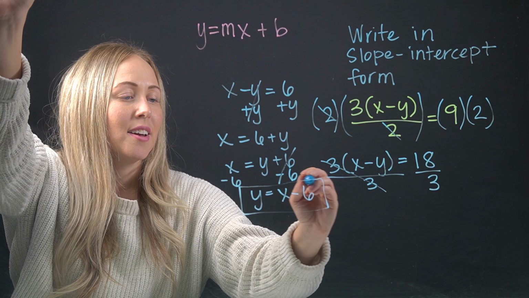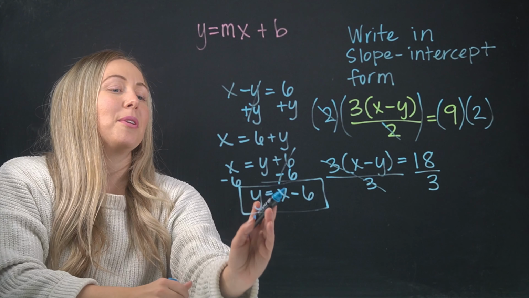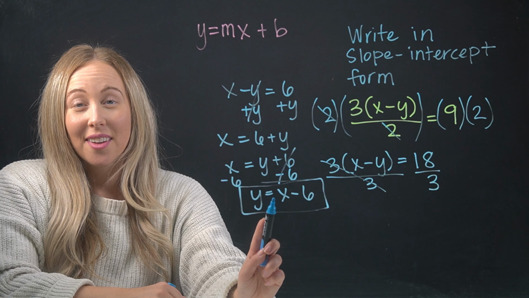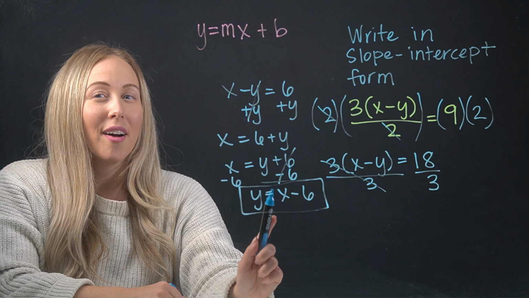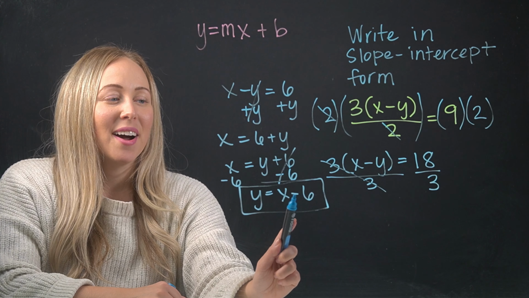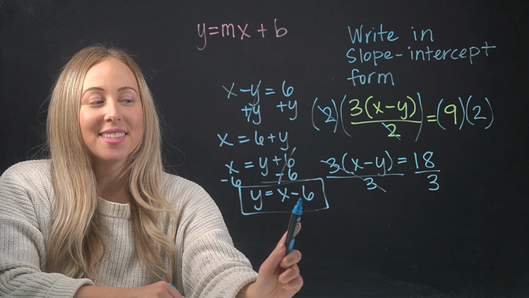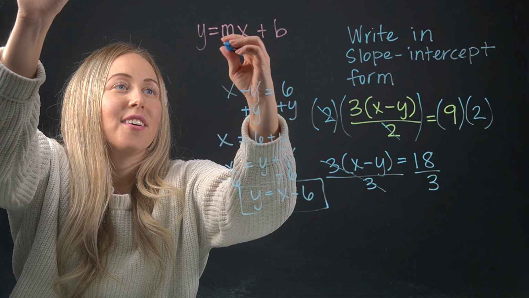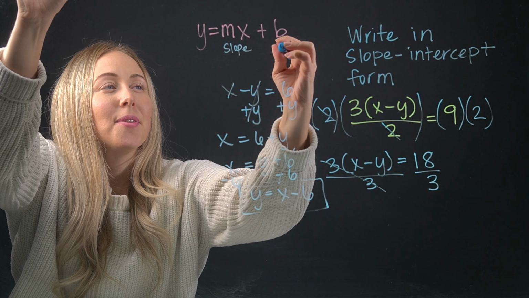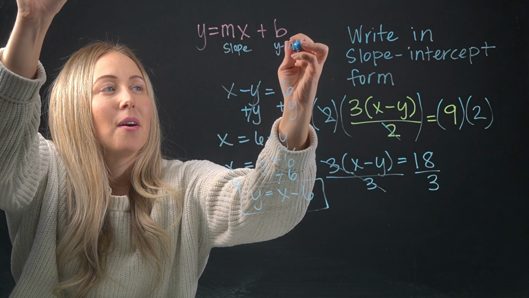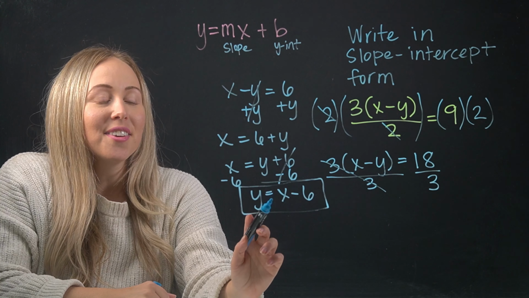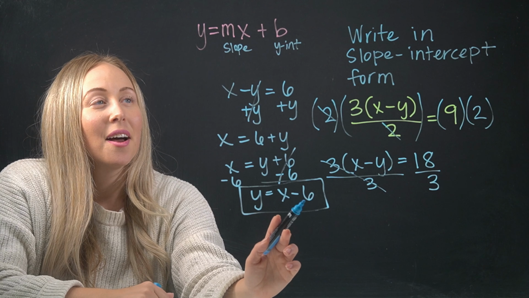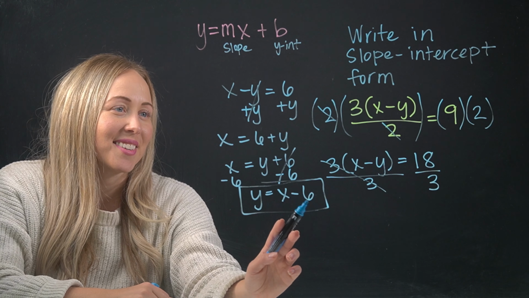Okay, let's check. Do we have this in slope-intercept form? y equals mx. What's our m here? What's our slope? It's 1. The m is 1. Minus 6, what is minus 6? It's our y-intercept, right? So this is our slope, and this is our y-intercept. Always, right? So 1 is our slope, because it's the m attached to x. The number attached to x is 1 here. Minus 6, which is our y-intercept.